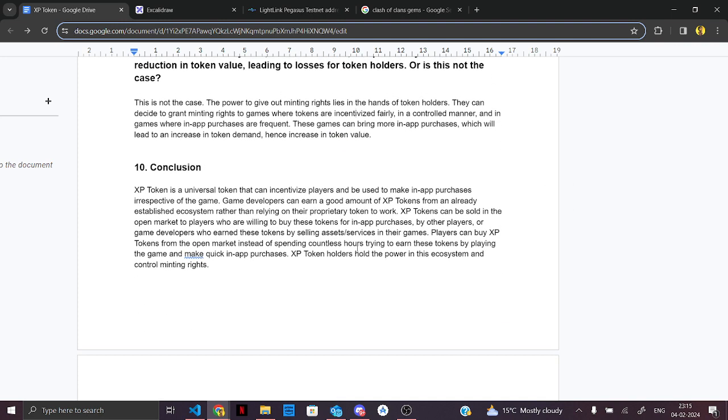And lastly, the conclusion. The XP token can be a universal token to incentivize players to make in-app purchases irrespective of the game throughout the ecosystem. And game developers can earn a good amount of XP from an already established ecosystem rather than relying on their proprietary token to work. So all game developers can just incorporate the XP token in their game, instead of developing a new token and hoping it will work. An XP token can be sold on the open market to players who are willing to buy these tokens from other players, or even from game developers who earn these tokens by selling assets.